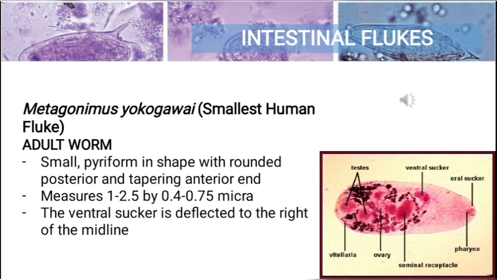The two oval testes of our Metagonimus yokogawai are located at the posterior third of the body. The globose ovary is found at the junction of the middle and lower third of the body. And it also has a coarse vitellaria in a fan-shaped distribution in the posterior lateral fields.